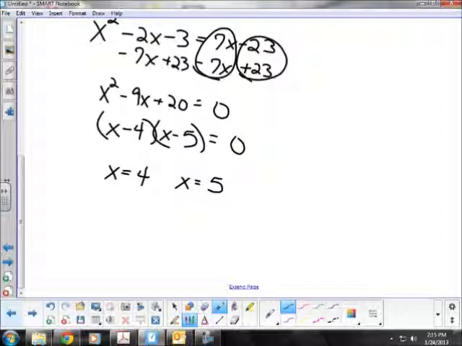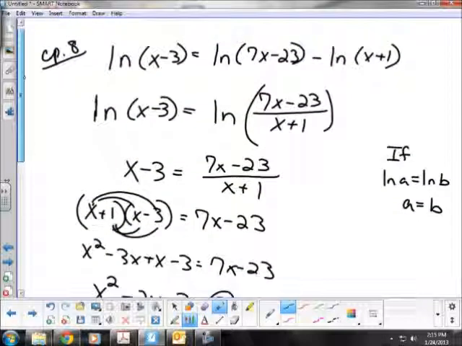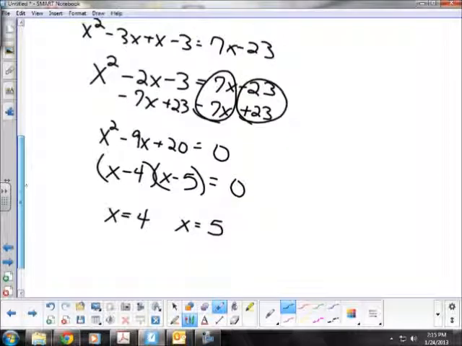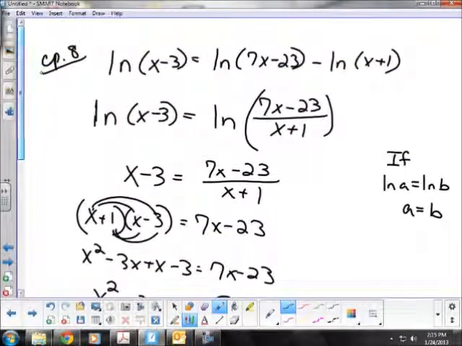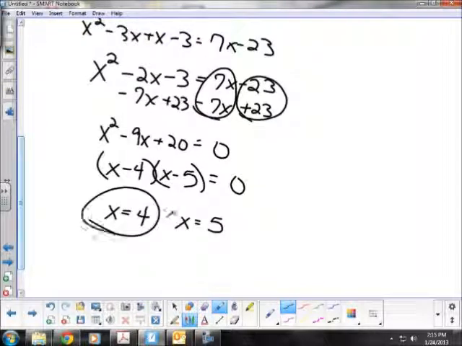Now what do I have to do? Double check back in the original equation. Will 5 work? Yes. And will 4 work? Yes. So I get two solutions. Because remember, all you're trying to do is look to see if it's a positive number. You can double check and make sure that it gives you a true statement, but it will.